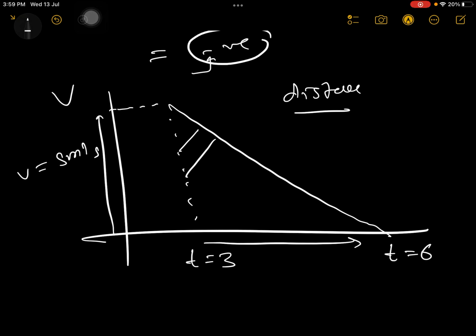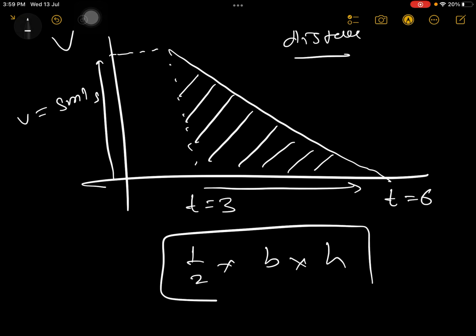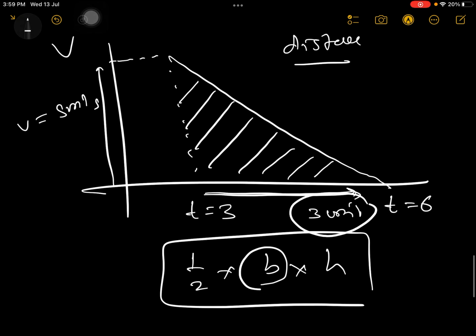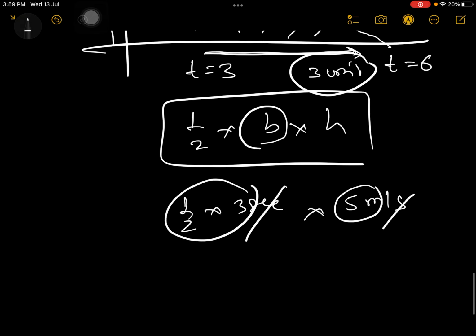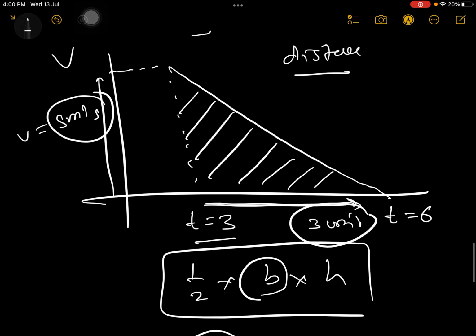Very easy. You can calculate the area, right? So how will you calculate the area? This time it is not a rectangle, this time it is a triangle. So half into base into height will be the area of the triangle. The base from 3 to 6 is nothing but 3 units. So half into 3 seconds into what is the height? Height is 5 meter per second. So second will get cancelled. So 5 meter and 3 by 2, so 15 by 2 meter. This is nothing but 7.5 meter. This much distance the vehicle will travel in this time.